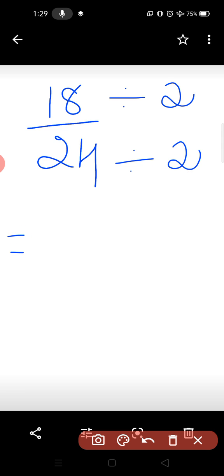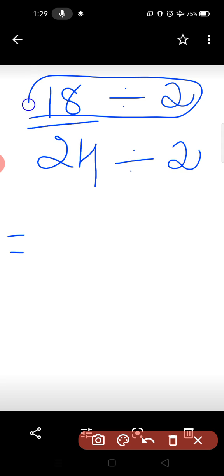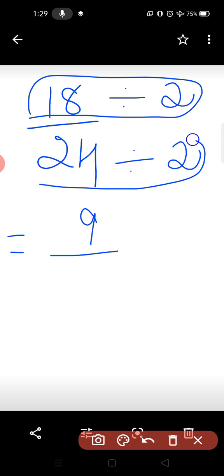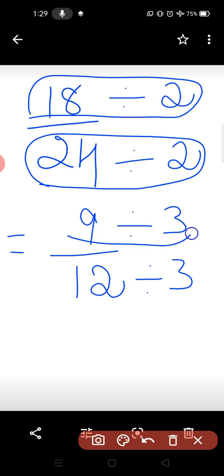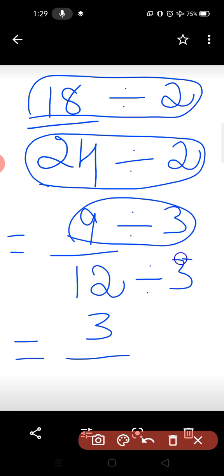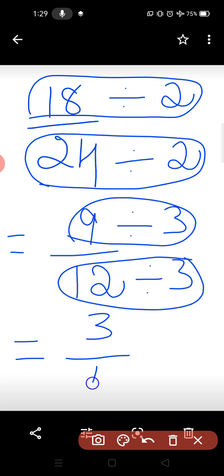Here, what is the answer? 18 divided by 2 is 9 and 24 divided by 2 is 12. This is not in simplest form because again we have a common factor for 9 and 12. What is the common factor? 3 is a common factor now. So again divide both the numerator and denominator by 3. Now 9 divided by 3 is 3 and 12 divided by 3 is 4.